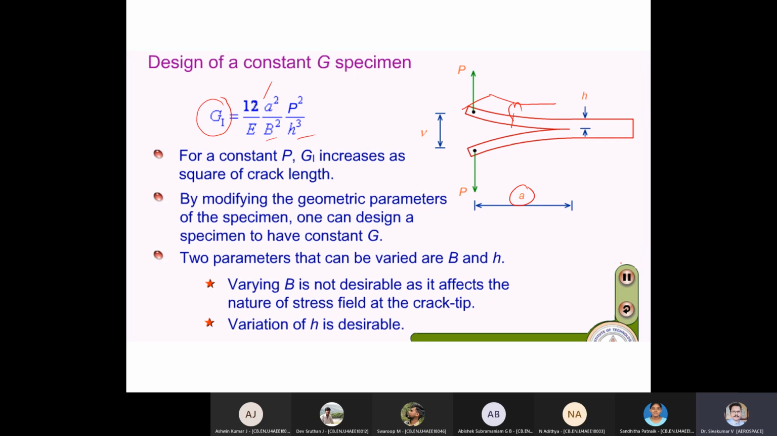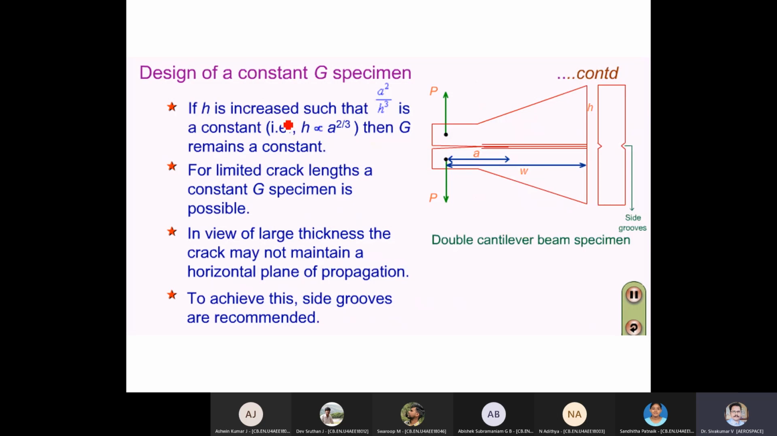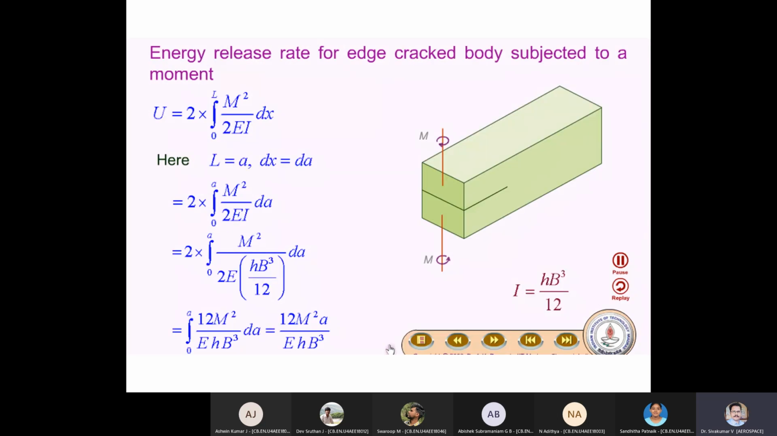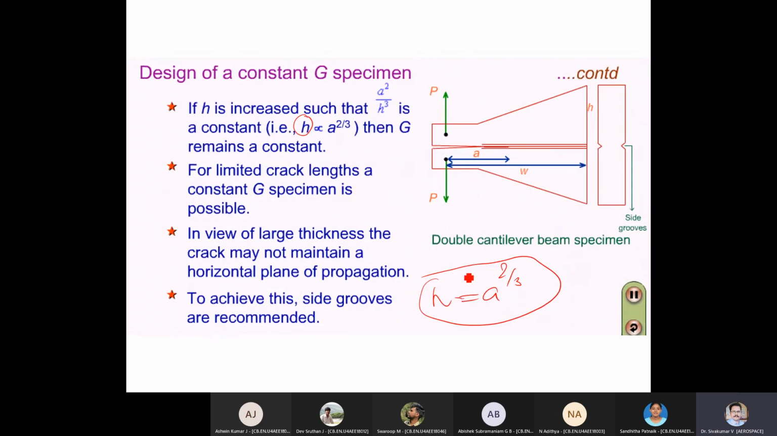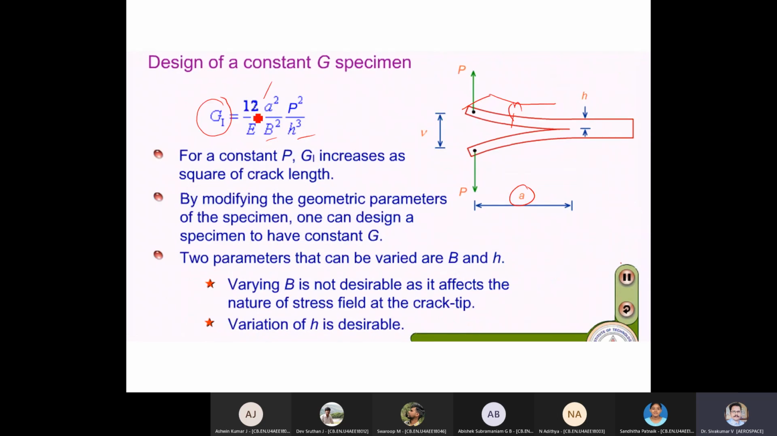So to make it consistent, since it is a standard testing procedure, if you have H equal to A to the power 2 by 3, such that for any value of P you will get a consistent G. If this parameter becomes a constant, your material is a constant, your B is a unit thickness and constant, and this parameter is also constant, then with respect to P you will get a constant value.